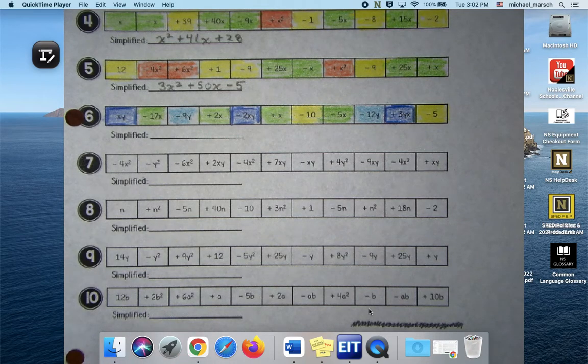So all we're doing is color coding so that when we combine them, we can see easily which ones go together.